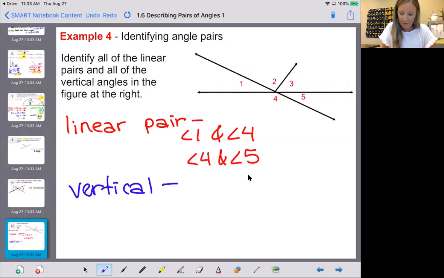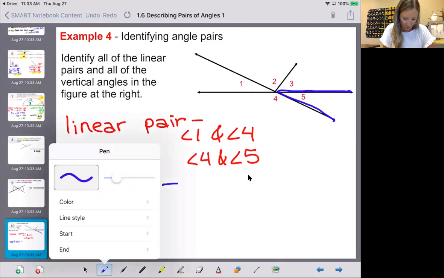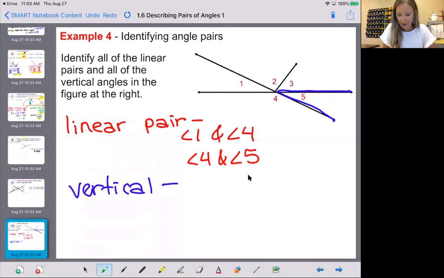Okay, what about angle 5? If I trace out angle 5, let me switch to a different color. If I trace out angle 5, ooh, see how it perfectly formed this angle over here? So angle 1 and angle 5 are the vertical angles. Okay, so those are actually the only vertical angles because they're the only angles that have an angle directly across from it that when you trace it out, it perfectly forms the new angle.